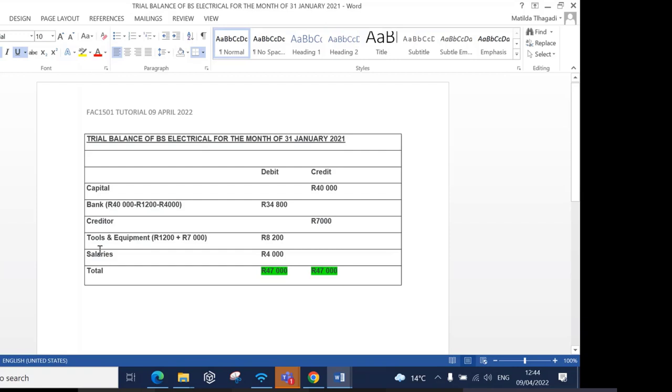What happened to tools and equipment? You bought a ladder for 1,200 by EFT and you bought tools and equipment for 7,000 on credit. So both add up to 8,200. This will be a balance that you'll be getting from the general ledger. You'll be getting this 8,200 from the general ledger. So the general ledger is just a summary of summing up individual accounts. What transactions happened on that account for that month?